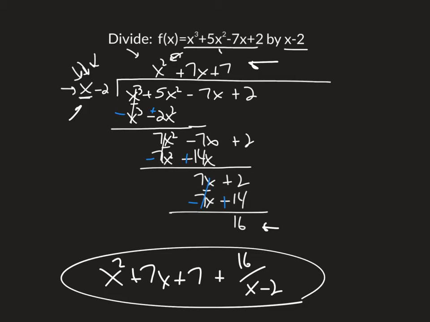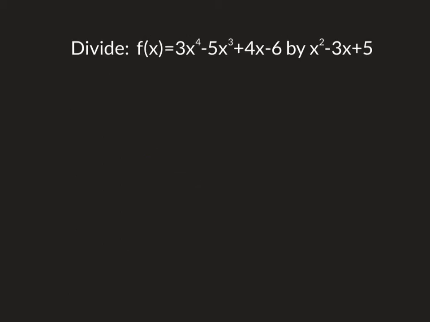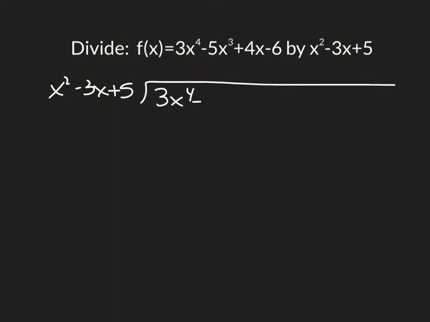Okay, let's do one more. Make sure you get it. Here we go. This one says divide x squared minus 3x plus 5 into this big polynomial, 3x to the 4th minus 5x cubed plus 4. Okay, it skipped an x squared. When that happens, I'm going to leave space where the x squared would go, because you'll see why in a second. Anytime you're missing an exponent, I just think it's wise to do that. You'll see why as we go through.